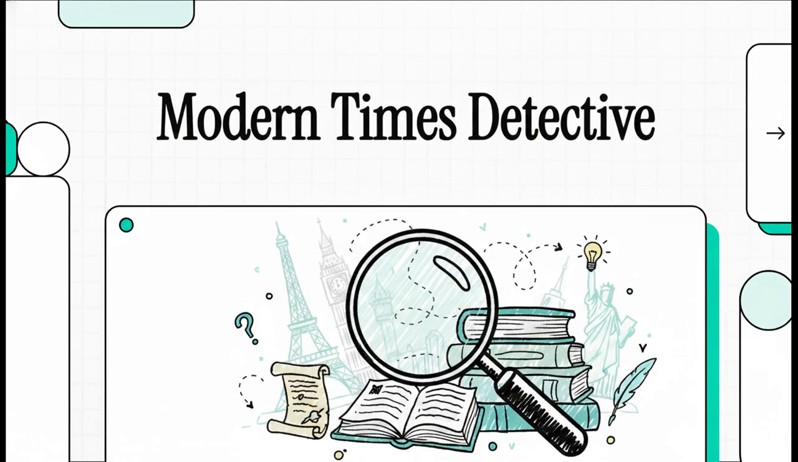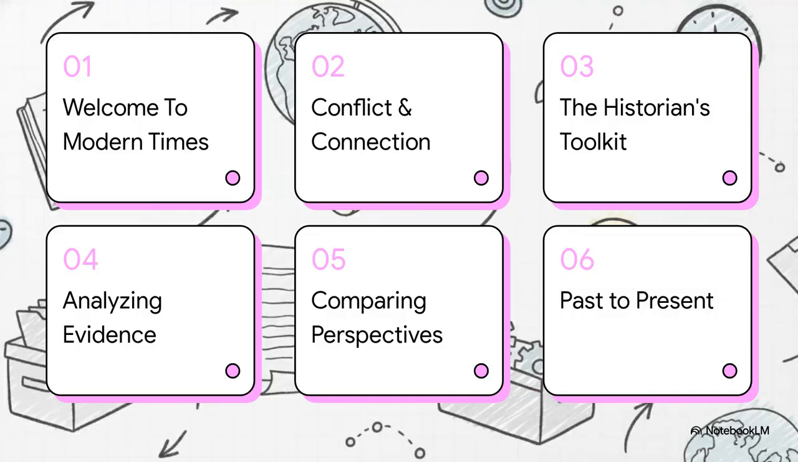We're taking the exact skills from your English language arts standards and applying them directly to the dramatic, incredibly high-stakes events of the modern era. So grab your magnifying glass because it's time to learn how to interrogate history itself. Here's how we're laying out today's investigation. We'll start with Welcome to Modern Times, move into Conflict and Global Connection, unpack the Historian's Toolkit, dive into analyzing historical evidence, look at comparing different perspectives, and finally wrap up with connecting past to present.